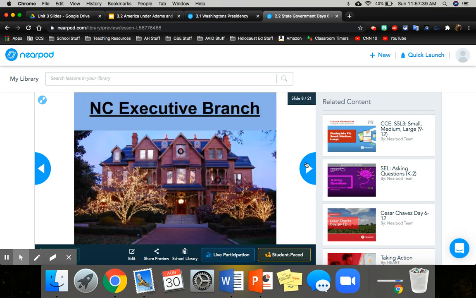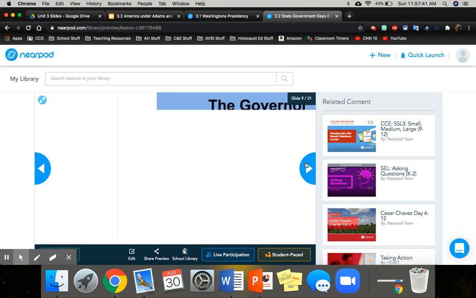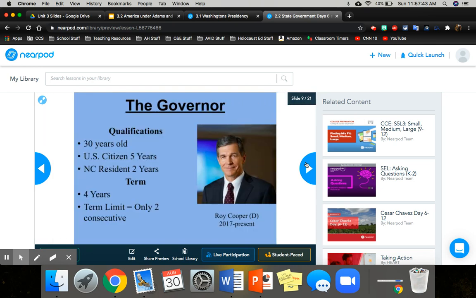The next branch, we've got the executive branch, of which the governor is the head. In order to be governor of North Carolina, you've got to be at least 30 years old. You have to have been a U.S. citizen for 5 or more years, and you have to have lived in North Carolina for at least 2 years.